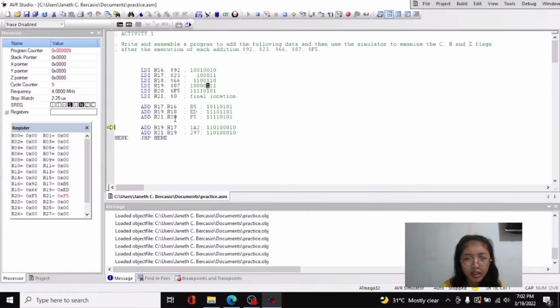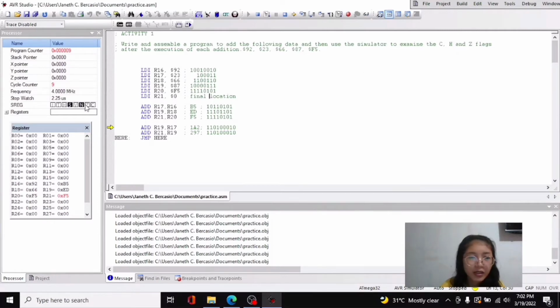Adding R21 and R20, you have F5 and 0. Our C flag is not equal to 1 since there is no carry on D7, because it's like 0 plus this number, plus this number. And then our H flag is not activated, or is not equal to 1, since there is no carry from D3 to D4.